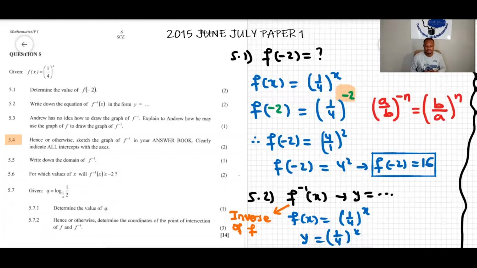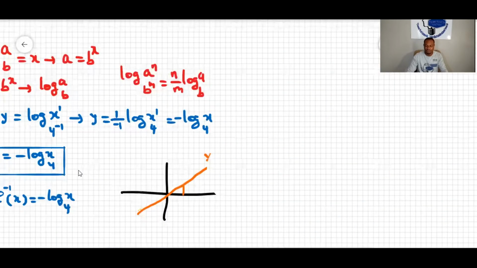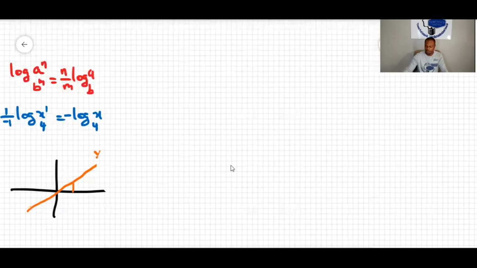Well, we have question 5 here that says f of x equal to a quarter to the power of x. In the previous video, we did question 5.1, 5.2, and 5.3. Now we're going to do question 5.4, that says, hence or otherwise, sketch the graph of f minus 1 in your answer book. Clearly indicate all intercepts with the axis. All right. Now I'm going to move my screen. Let's just split.